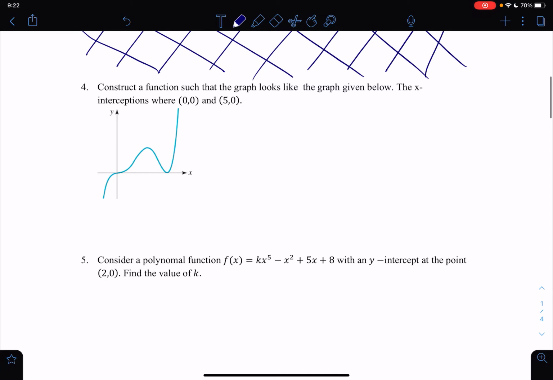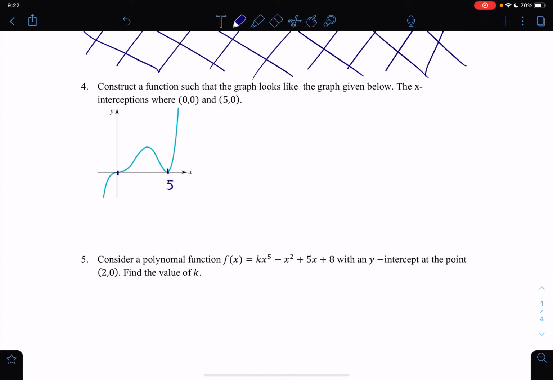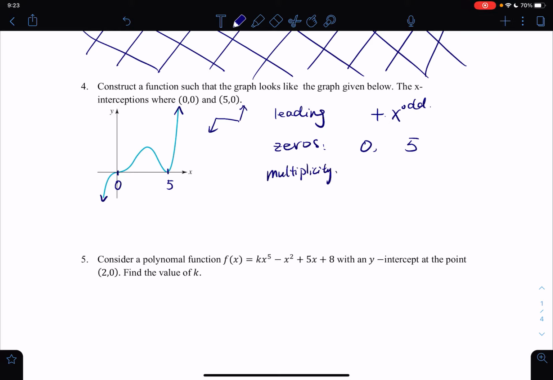Well, the next problem, I want you to construct a function such that the graph looks like the one given below, where this is a 5 here, where I have a 0 here, where my end behavior is up and down. Okay, so in order to achieve that graph, first of all, because of my end behavior, you know my leading term should look like positive x to an odd power. And then because of the zeros, I realize I should have 0 and 5. And the multiplicity I end up with, clearly the 0 is odd multiplicity, the 5 is even multiplicity, and that's literally every piece of information I have.